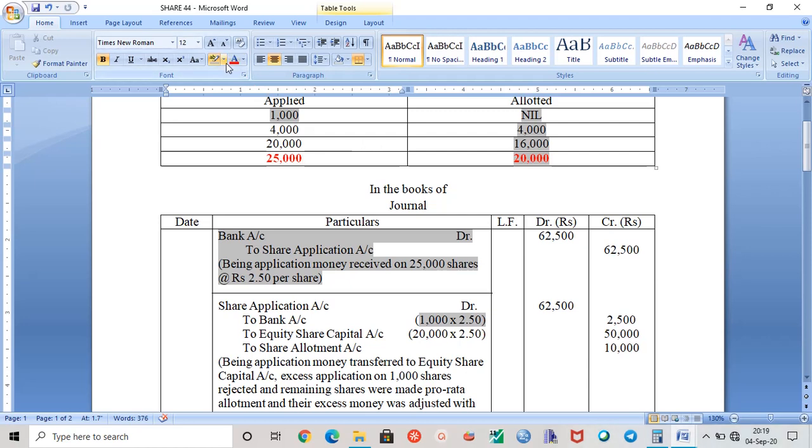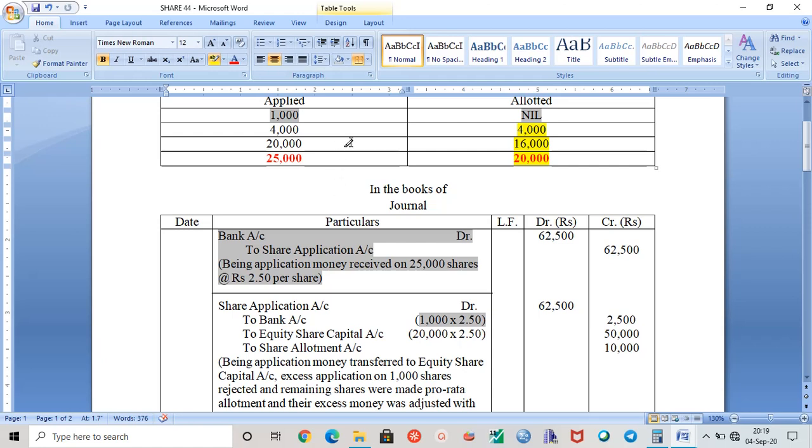So this is your case. 4 plus 16 is 20,000, so 20,000 shares were actually to be allotted. 20,000 shares into 2.50 gives you 50,000.